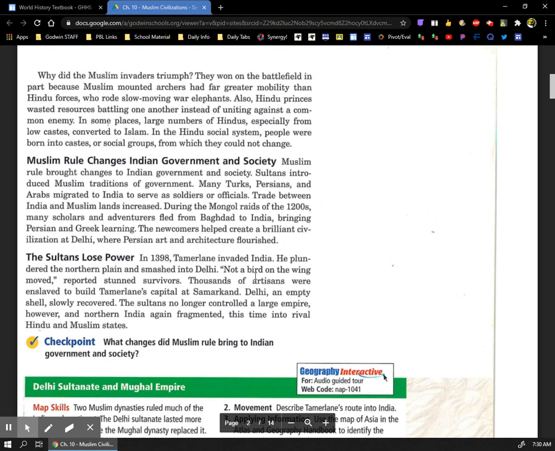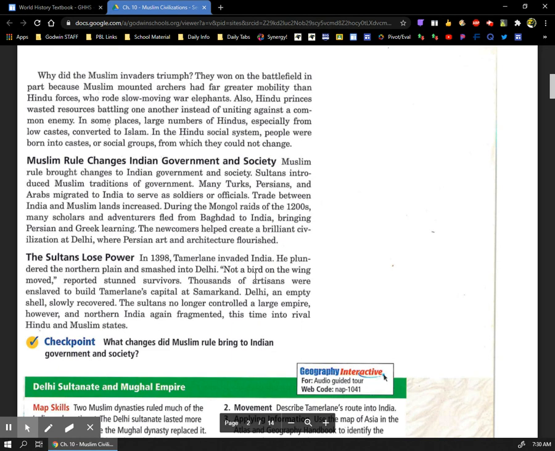The Sultans lose power. In 1398, Tamerlane invaded India. He plundered the northern plain and smashed into Delhi. "Not a bird on the wing moved," reported stunned survivors. Thousands of artisans were enslaved to build Tamerlane's capital at Samarkand. Delhi, an empty shell, slowly recovered. The Sultans no longer controlled a large empire.